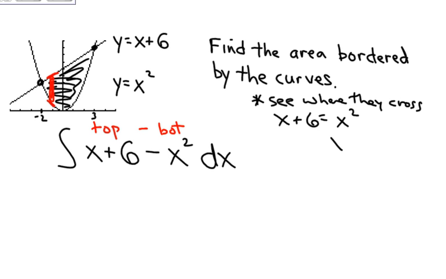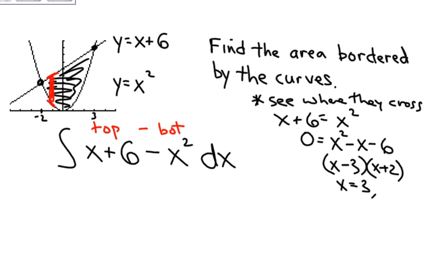And so I can solve that by getting everything over to one side and factoring it. So sure enough, I was right, because we never really want to just look at a picture and go, oh, I think they crossed at 3 and -2. We definitely want to back that up.